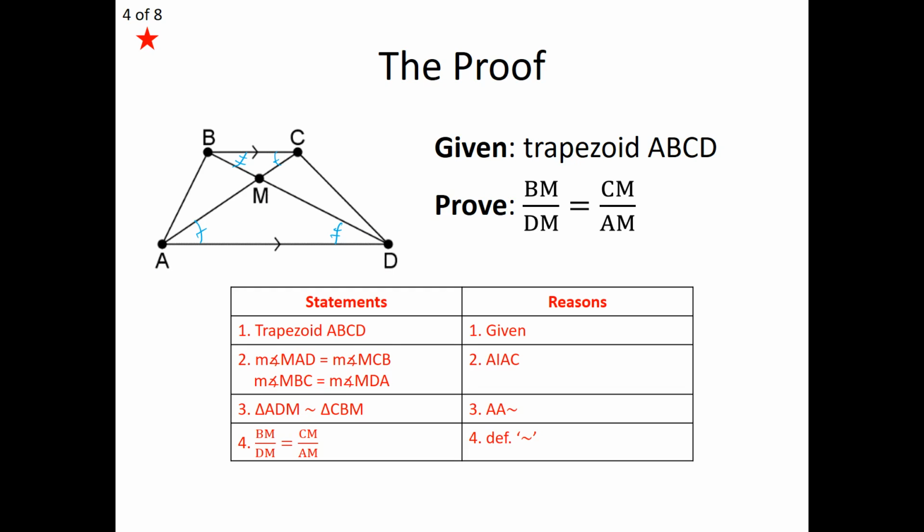So in step 3, I have triangle ADM is similar to triangle CBM. And with our similarity, we can tap into the definition of similarity and grab proportional sides. Specifically, I'm grabbing the ratios between these two triangles. So I have BM ratio to DM, CM ratio to AM. Those are corresponding sides, which means they are, in fact, proportional. And there we have it, the end of our proof for the similarity in trapezoids.